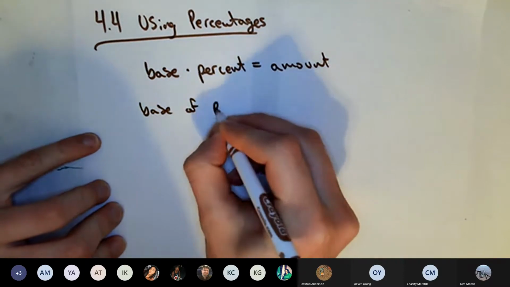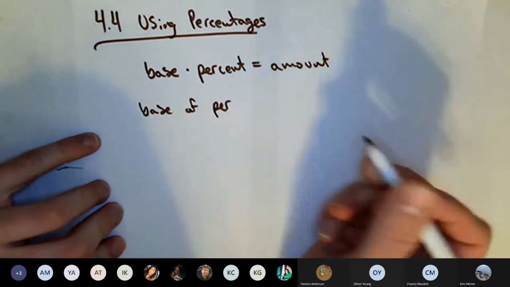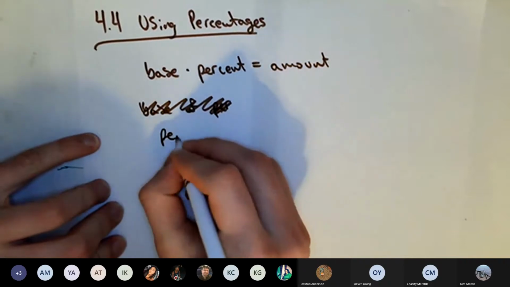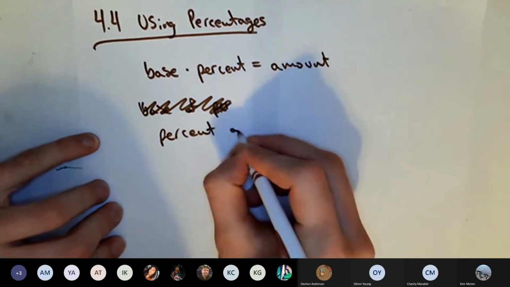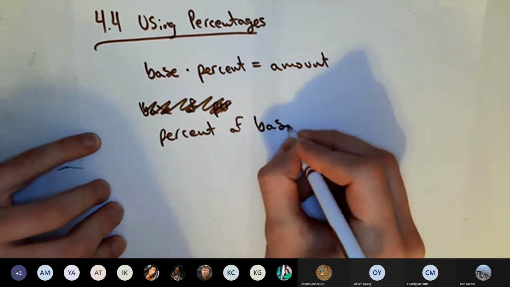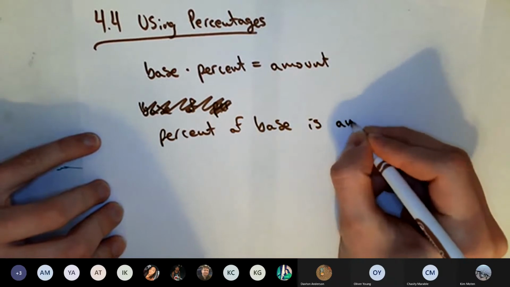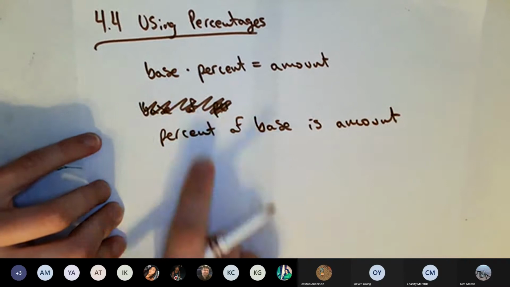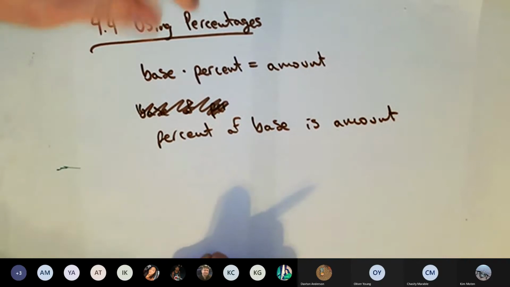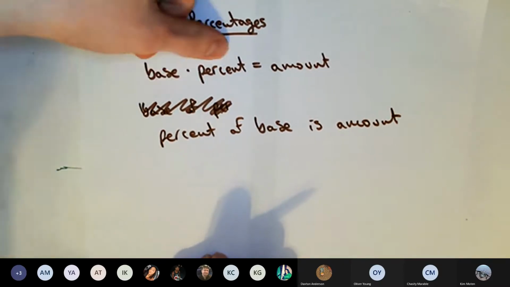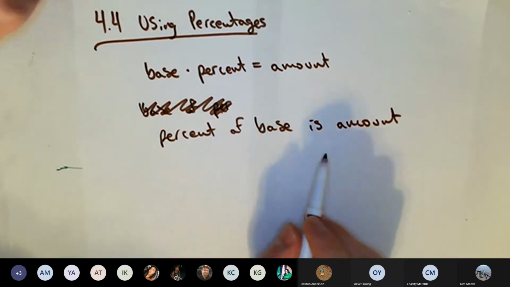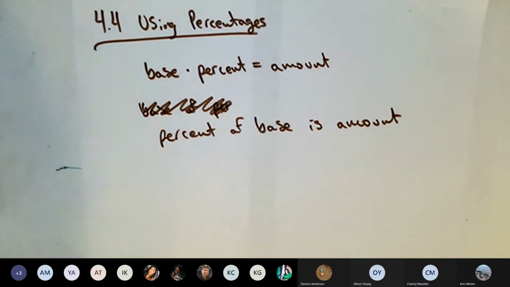And you can read this in words as, actually, it would be more comfortable to read it this way: percent of base is amount. So that's the "of" being to multiply. And of course, it doesn't matter what order we multiply, right? I can swap this around and put percent times base equals amount. Percent of base is amount. So we'll be using that a fair bit.